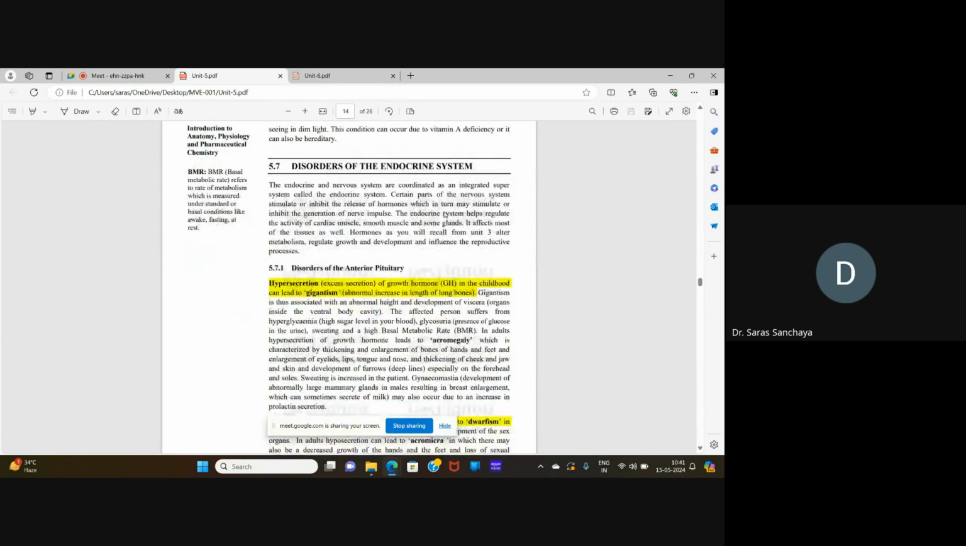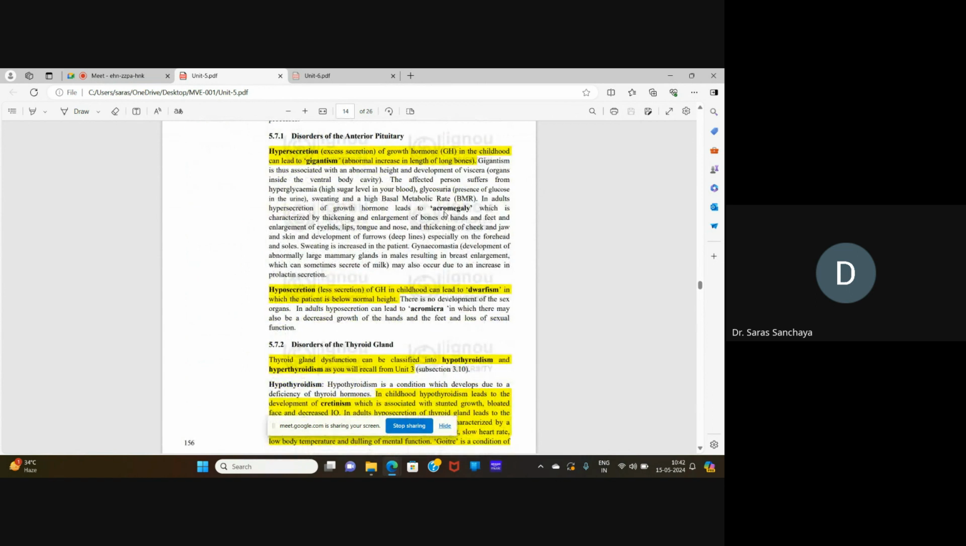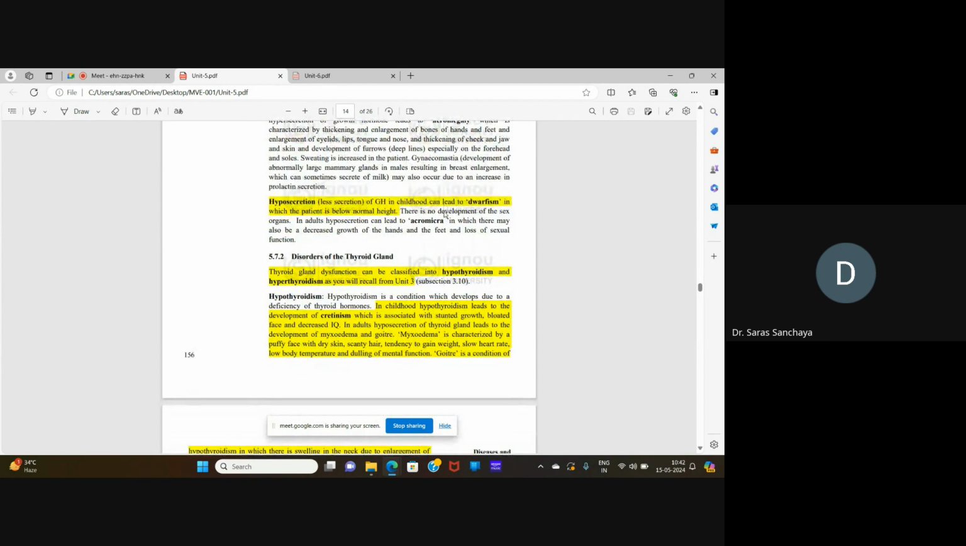Now, disorders of the endocrine system. First, disorders of the anterior pituitary. Hypersecretion of growth hormone in the child can lead to gigantism, that is an abnormal increase in the length of long bones. Hyposecretion of the growth hormone in childhood can lead to dwarfism, in which the patient is below normal height. Then disorders of the thyroid gland.